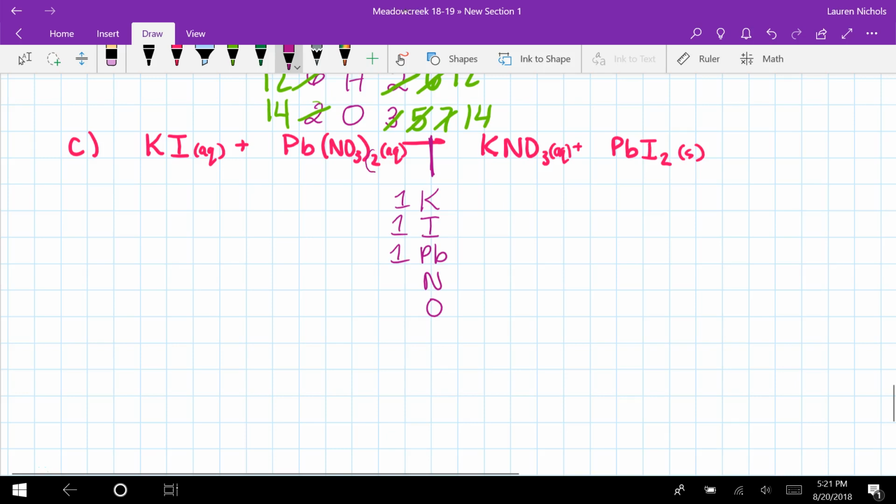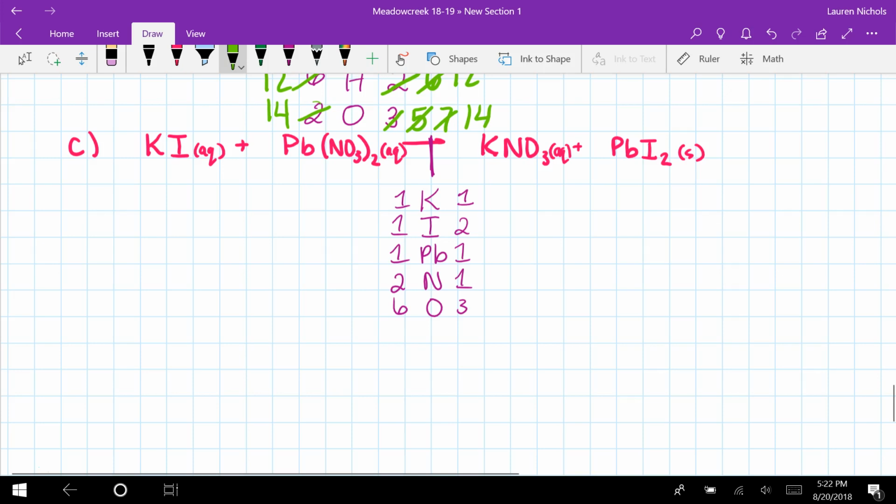Okay, the 2 outside of the parenthesis gets multiplied to everything inside it. So we have 2 nitrogens and we have 6 oxygens. And then on the right side, we have 1 potassium, 1 nitrogen, 3 oxygens, 1 lead, and 2 iodides. So we want to see, okay, what coefficients can I use? So my potassiums are balanced, my iodine is not. So let's fix that first.